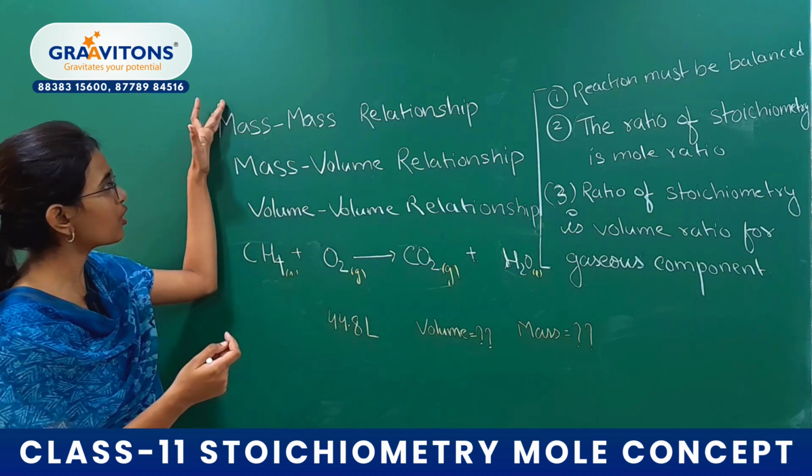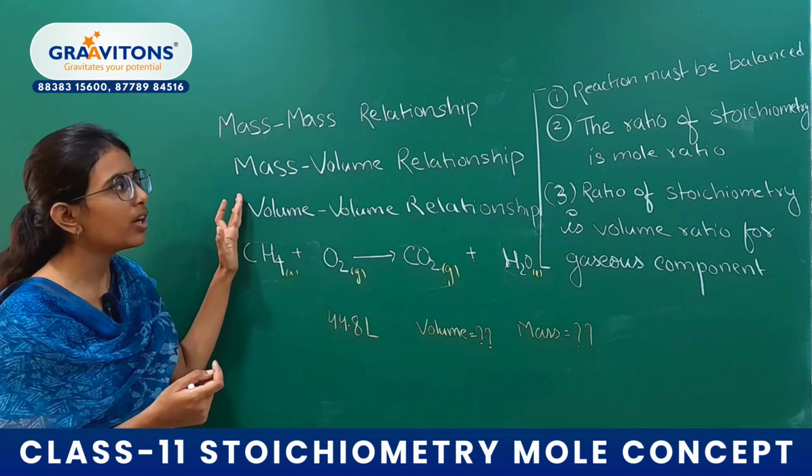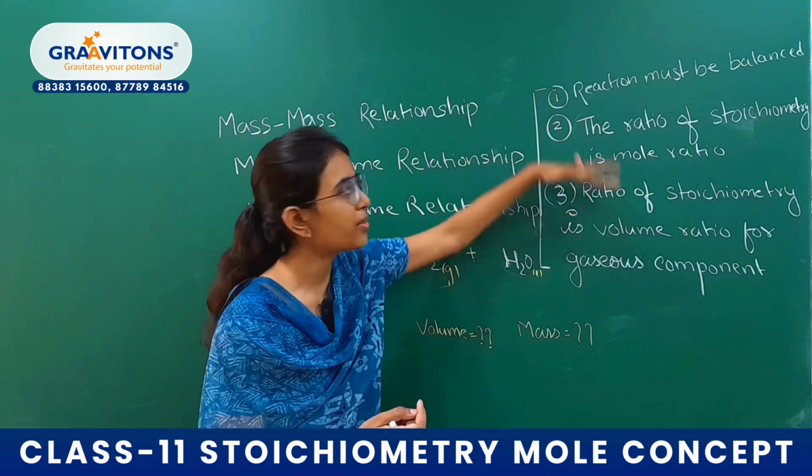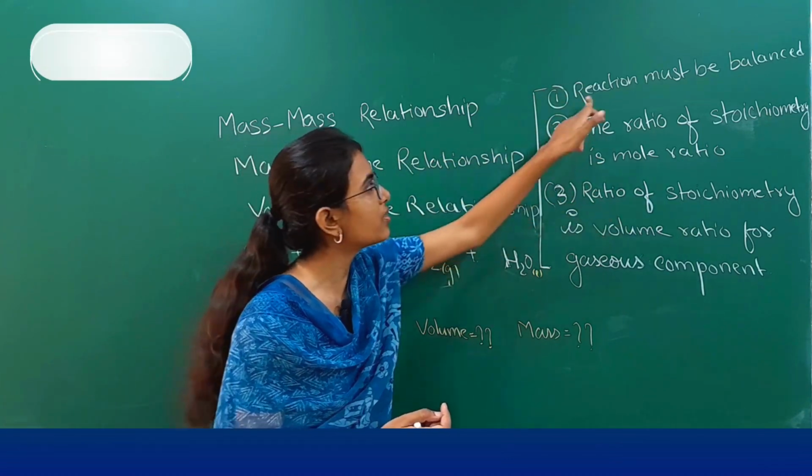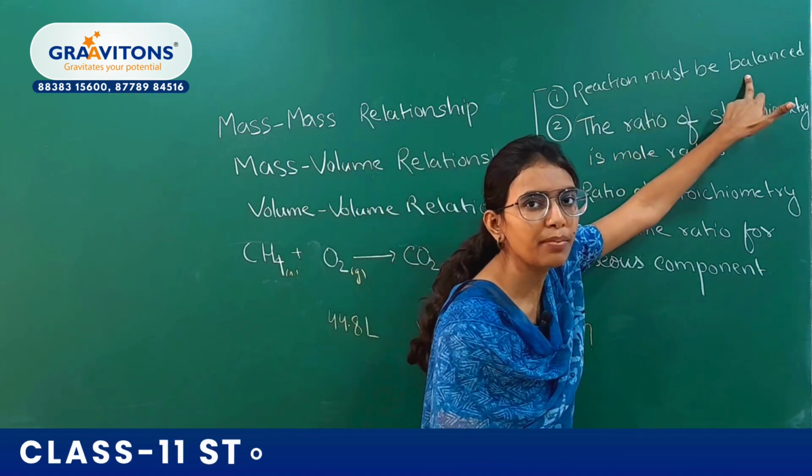For the calculation of mass and volume, we have three key points. We must follow these three key points. What is the first key point? The reaction must be balanced.